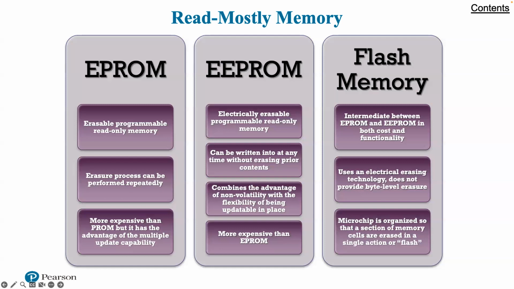However, flash memory does not provide byte level erasure. Like EPROM, flash memory uses only one transistor per bit, and so achieves the high density, so it is comparable with EPROM or EEPROM.